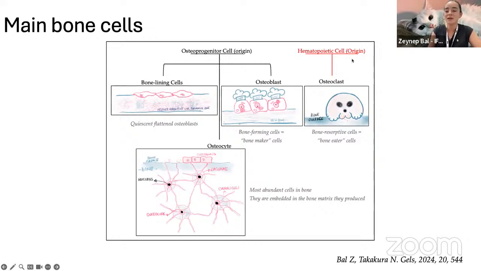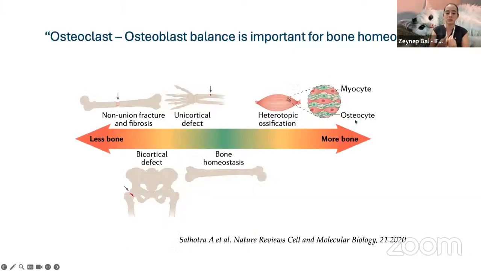And then we have the hematopoietic cell origin osteoclasts here. And to me, they really look like this. They are bone resorptive cells. I mean, they are bone eaters. So this means that, for example, these bone makers, like osteoblasts, are good cells, but the osteoclasts, because they are eating bone, are bad guys. Well, no, because there must be a balance.